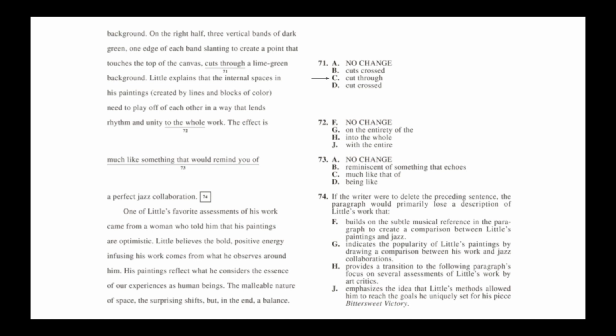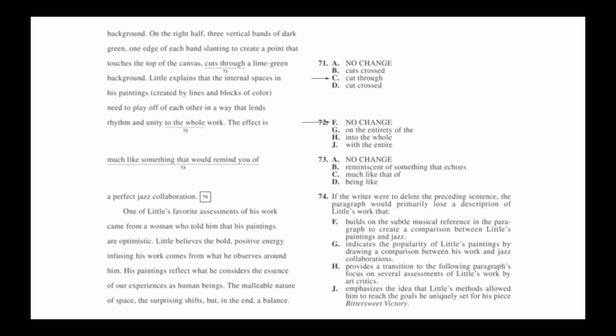So we know that lending, or lends, has to be paired with the word to. So lends rhythm and unity to the whole work. And that is what is already there, what is already correct. So we know that the option is F, because the sentence itself is already correct. You can't say lends on the entirety. You can't say lends rhythm and unity into the whole, or with the entire. The only word that works with this particular idiomatic expression is to. So therefore F, no change, is correct.